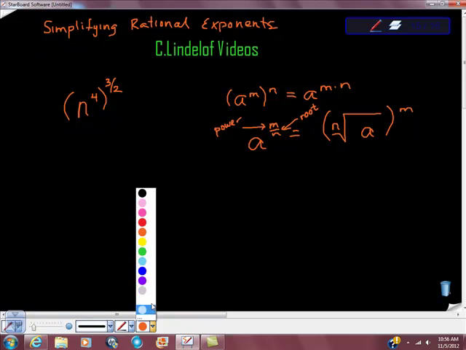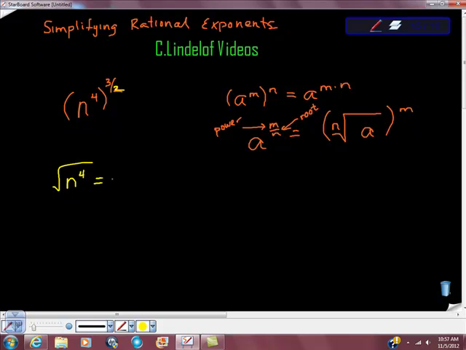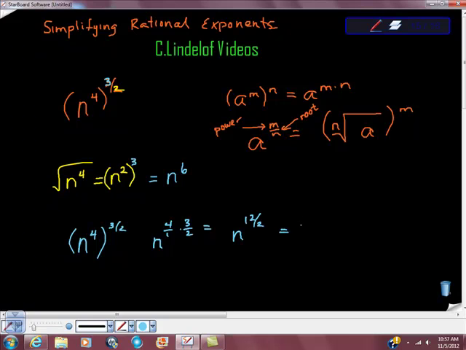We could look at it this way. We could look at this one and say, well, this is the square root of n to the fourth. So we could take n to the fourth, the square root, which is equal to n squared. And then remember that we have this thing raised to the third power. So this third power is equal to n to the sixth. Or we could just take this n to the fourth raised to the 3/2 power and say, remember, 4 is the same as 4 over 1 times 3/2, which is equal to n to the 12/2 power, which is the same as n to the 6th.